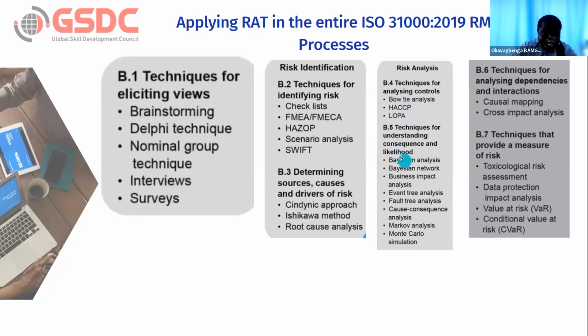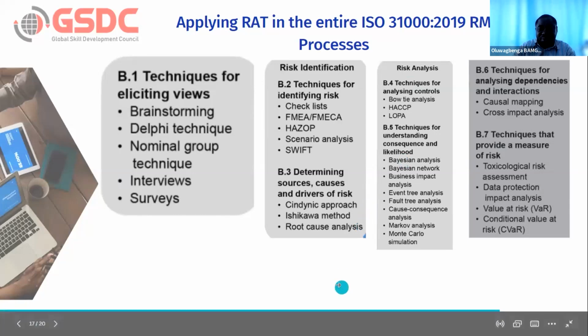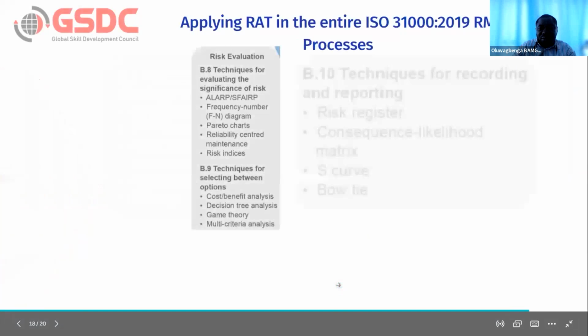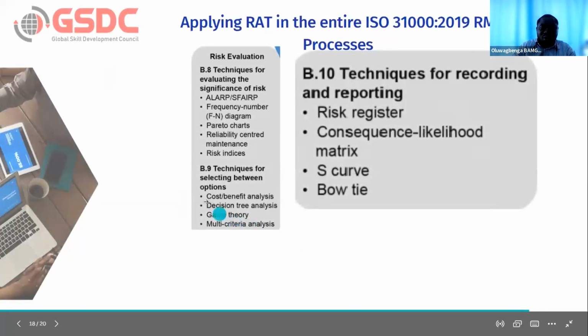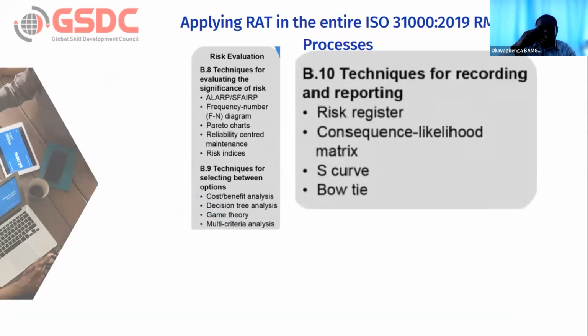Then techniques for understanding the consequences and the likelihood. Okay, then of course, we can use cross-impact analysis for B6, techniques for analyzing dependencies and interaction. Then of course, B7, as the case may be, we've seen how we can use it. The same thing goes with B8 for evaluation. When you're evaluating the risk, we use the risk indices.